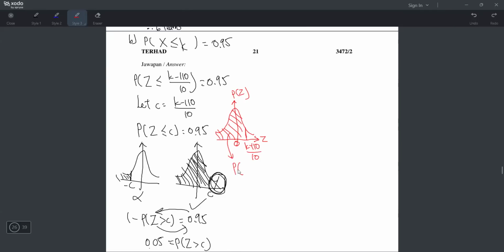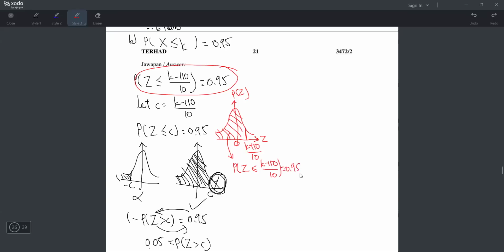So the notation would be what? Uh, I think the notation, I think you just write the area only. Okay, just write the whole thing. P(Z smaller than, yeah, just write this whole thing. Okay, smaller than K minus 110 over 10 equals 0.95.